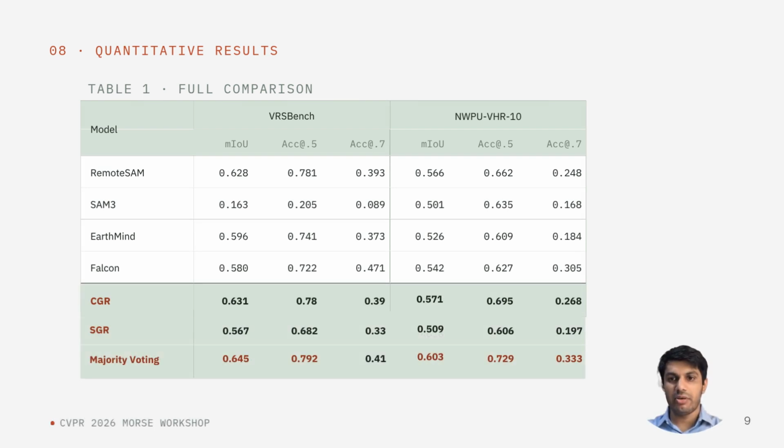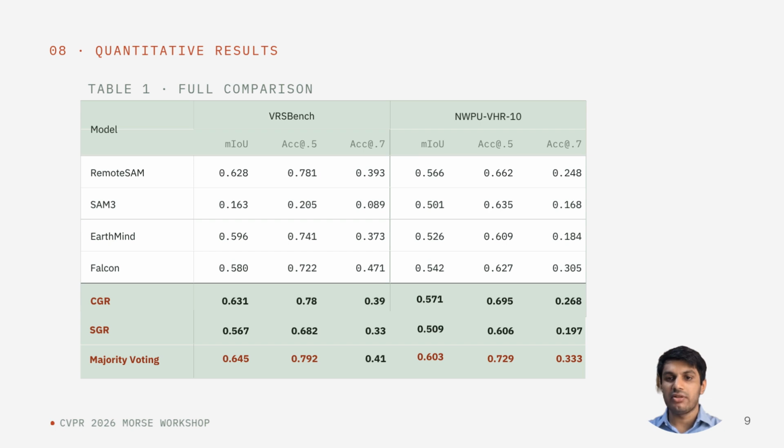Here is the quantitative comparison of all evaluated methods across two benchmark datasets, VRSBench and NWPU VHR10. Starting with the baseline models, RemoteSAM achieves strong and consistent performance across both datasets, particularly VRSBench. Falcon also performs competitively, especially at a higher IOU threshold of 0.7, indicating relatively precise localization. In contrast, SAM3 alone shows weaker performance on VRSBench, which highlights the difficulty of directly applying segmentation-focused models to complex grounding tasks without additional refinement.